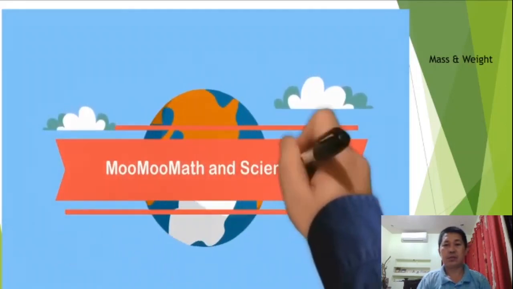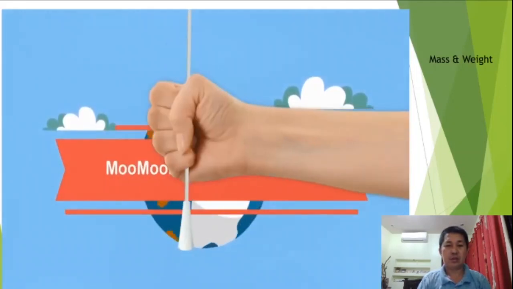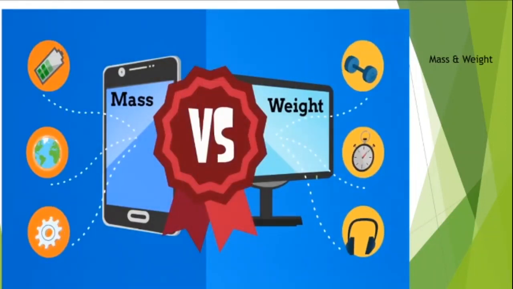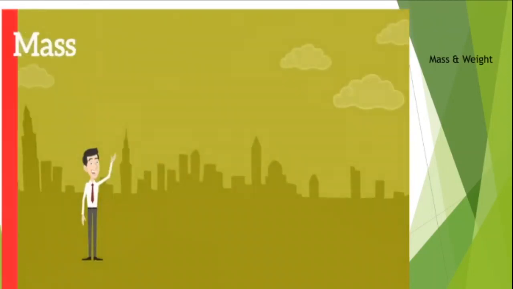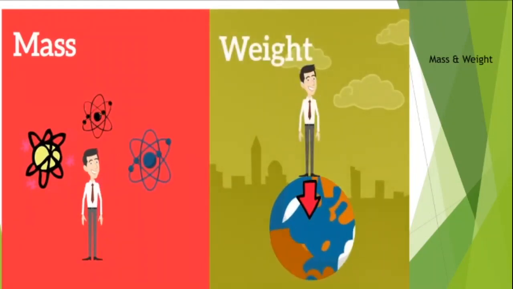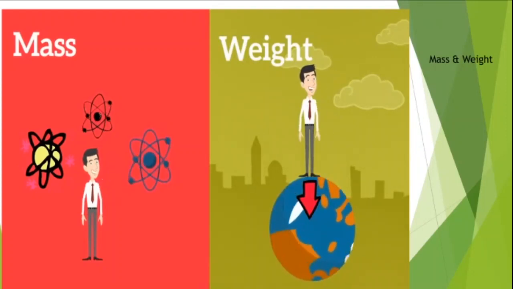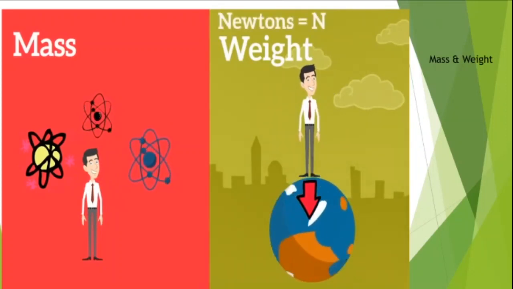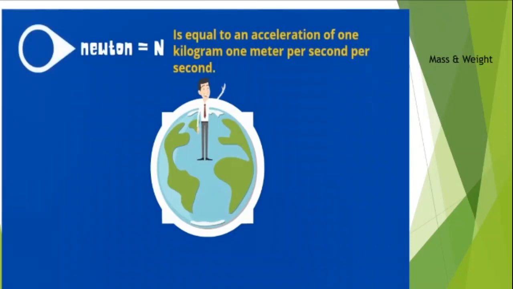Welcome to Moo Math and Science. In this video, I'd like to discuss, doesn't mass and weight measure the same thing? Close, but not really. The mass of an object is a measure of the number of atoms in it. The SI unit for mass is the kilogram. Weight is a measure of the force that gravity is pulling on the same object. Gravity is a force and technically should be measured in newtons. A newton, represented with a capital N, is equal to the force needed to accelerate 1 kilogram at 1 meter per second squared.